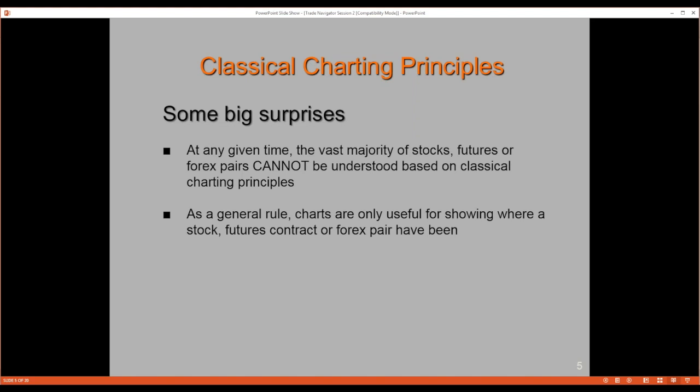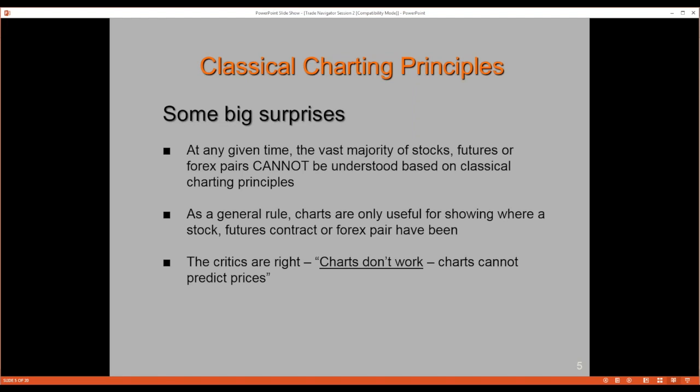But the reality is the market may not comply with the tools that you're looking at to try to understand the market. As a general rule, charts are only useful for showing where a stock, futures contract, or forex pair has been. I actually do not believe that charts are useful to predict prices of any given item. I think the critics are right. I think charts don't work. Charts cannot predict prices. And keep in mind, I'm making that statement as somebody who has used charts to make a living in the markets for 40 years, but I still contend that this statement is correct. The critics are right, charts don't work.